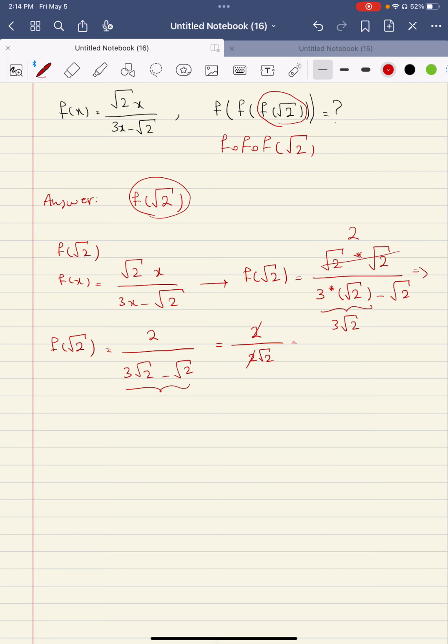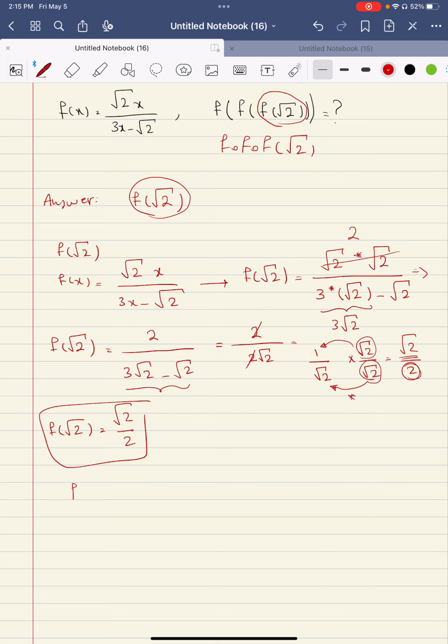So the 2's will be cancelling out. So we have 1 over root 2. You can write down the 1 over root 2 in another way by multiplying root 2 to the numerator and the denominator. So it will be root 2 over 2, right? So I am multiplying root 2 to the numerator and root 2 to the denominator. So the numerator would be root 2 and the denominator would be root 2 times root 2, which is 2. So the answer for f of root 2 is root 2 over 2.